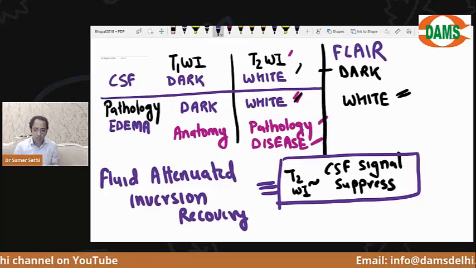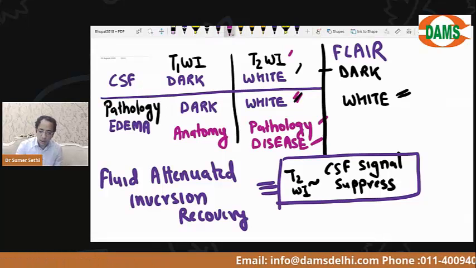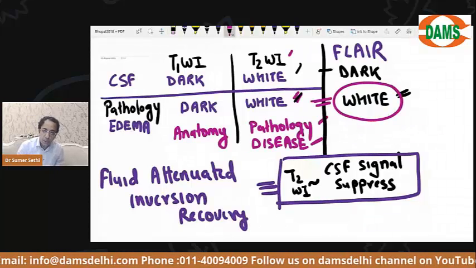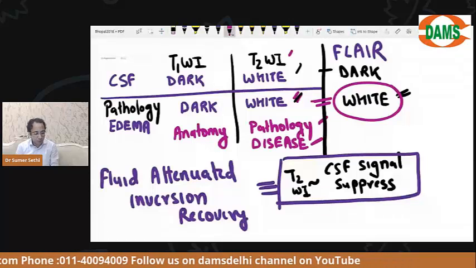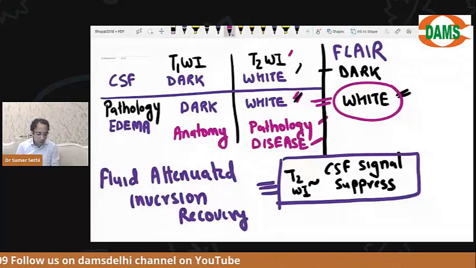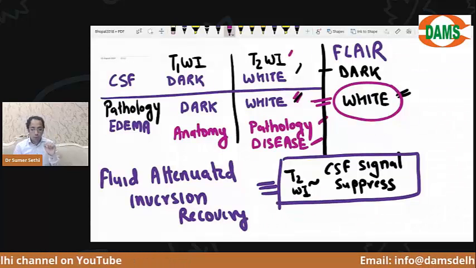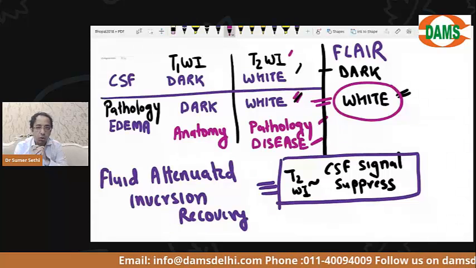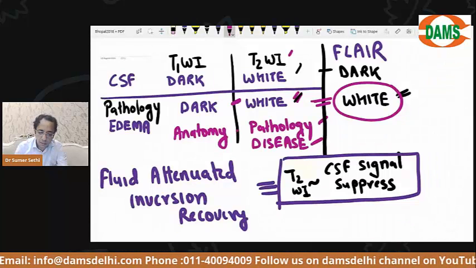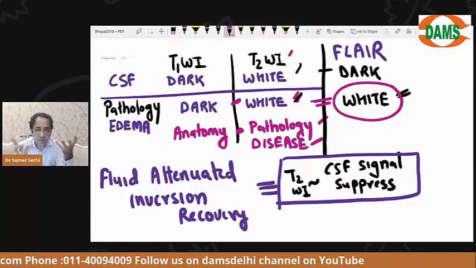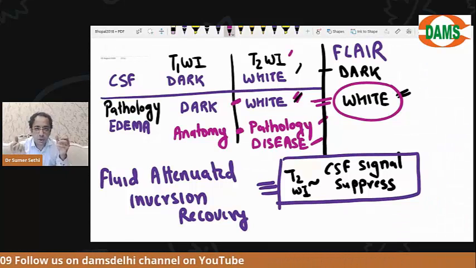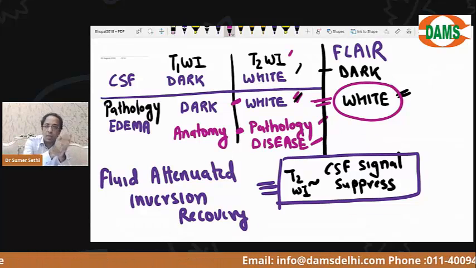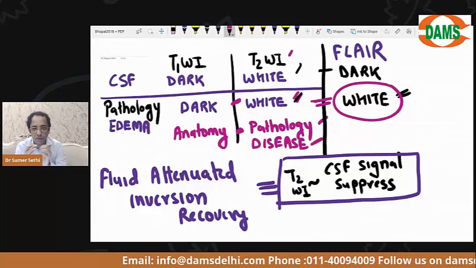The advantage is obvious: on a FLAIR image, it becomes even easier to see the edema in the diseased area. दोबारा से बोलते हैं. The drawback of T2 weighted image was that the CSF is also white, edema is also white. तो क्या करें? हमें CSF और edema में कैसे फर्क करें? So I need to make an MRI sequence जो CSF को suppress करे लेकिन edema को suppress ना करे. That is called FLAIR.